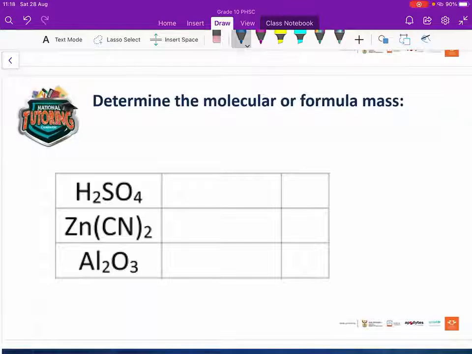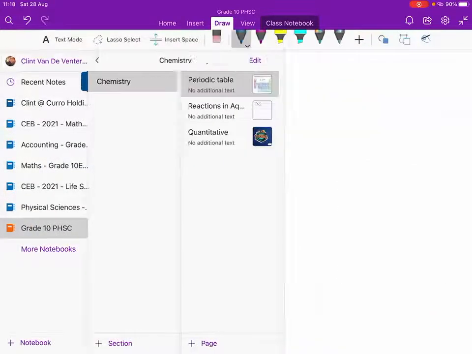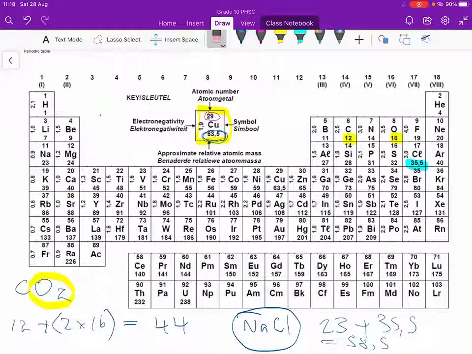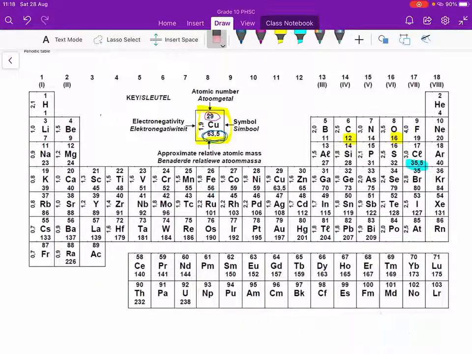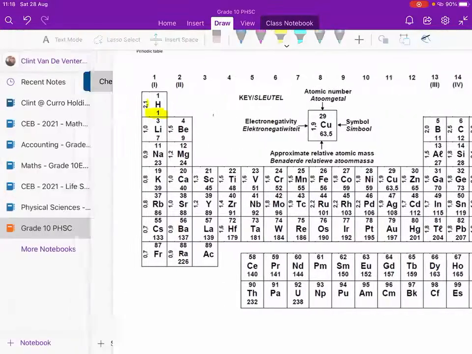Right. Determine the molecular or formula mass of these substances. So it will be handy to have a periodic table out in front of you. I've got H2SO4, so I'll walk you through it quickly. We're going to go to our periodic table. Now we've got H's, H2SO4. So the atomic mass of H is 1, and then S, that's sulfur, is 32, and O is 16. So it's 1, 16, and 32. Remember that when we're working it out.